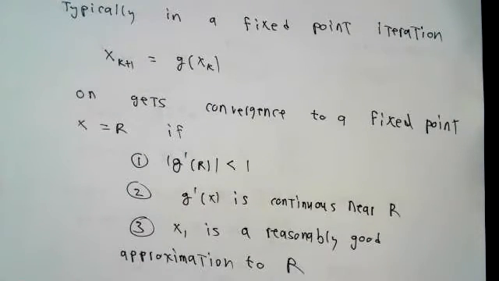point function g. The analysis that we've done so far typically says that if the derivative of g at the fixed point is smaller than 1 in absolute value, and that derivative is continuous near the fixed point, and your initial x1 is a reasonably good approximation to the fixed point, then, to put the matter mildly, it's going to work.